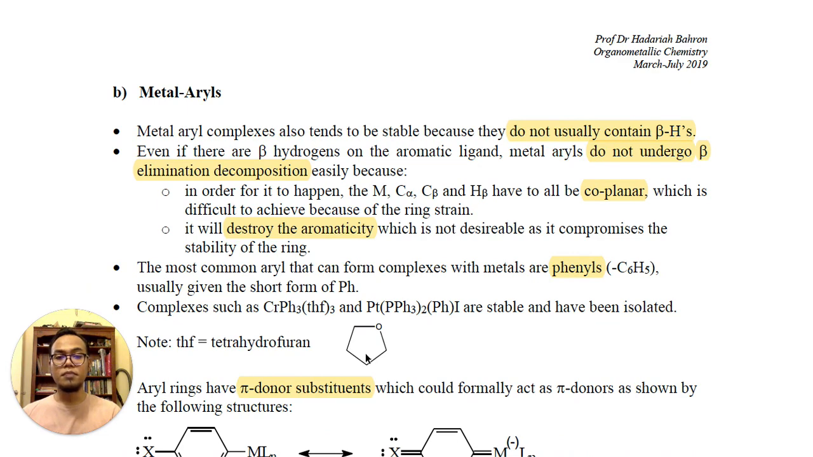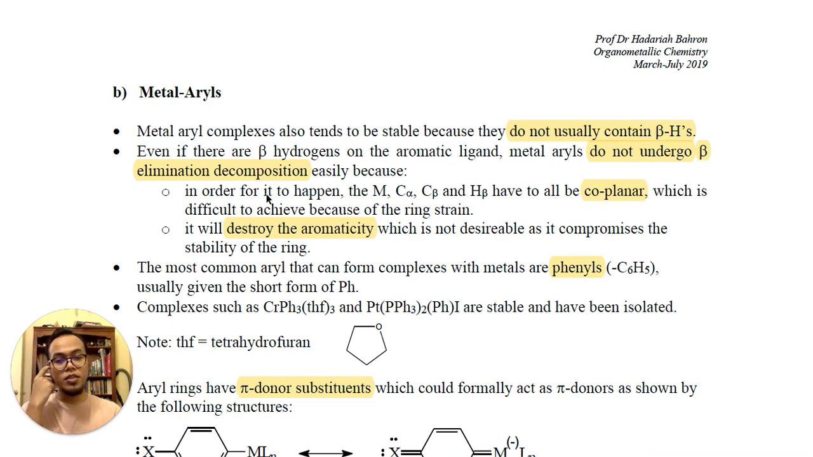So moving on, the second type is metal aryls. Aryls, when we are using benzene here. So metal aryl complexes also tend to be stable. Why? Because it does not have any beta hydrogen. If it does have beta hydrogens, it is going to undergo beta hydride elimination. Even if they have a beta hydrogen, beta hydride elimination might not be that likely to happen.